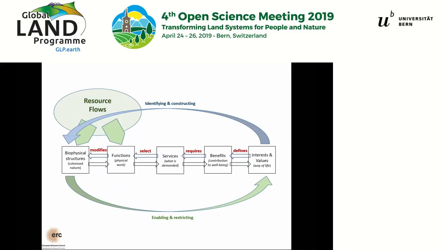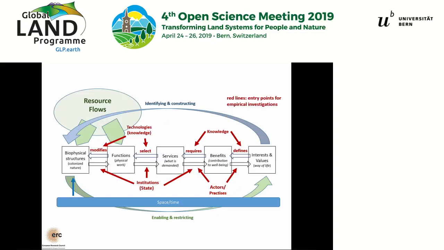This also selects and modifies the colonized nature, brings intentions into the colonization of this nature, and here identifies what exactly will provide these services. Here, you can also look at the knowledges and the technology that is involved in this definition and the construction of services, but also, on the other hand, the actors and the institutions that are involved. All these building blocks or elements are entry points for empirical investigations.